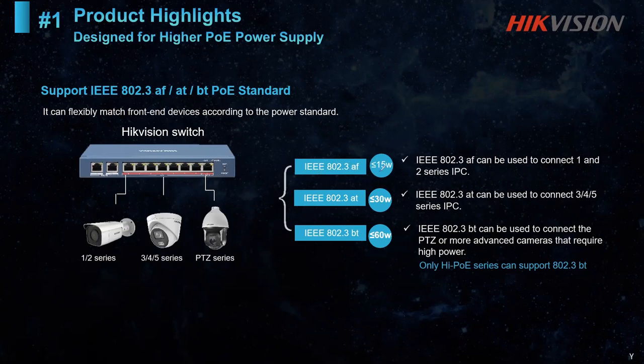802.3 AF normally is when the PoE port power is less than 15 watts, and we have the AT, which is less than 30 watts, and we also have BT, which is less than 60 watts. Also in the same BT we have another version which is less than 100 as well. So depending on each PoE standard, you can select, for example, if you are using one line or two line cameras. So how do we identify whether it's a one line or two line?